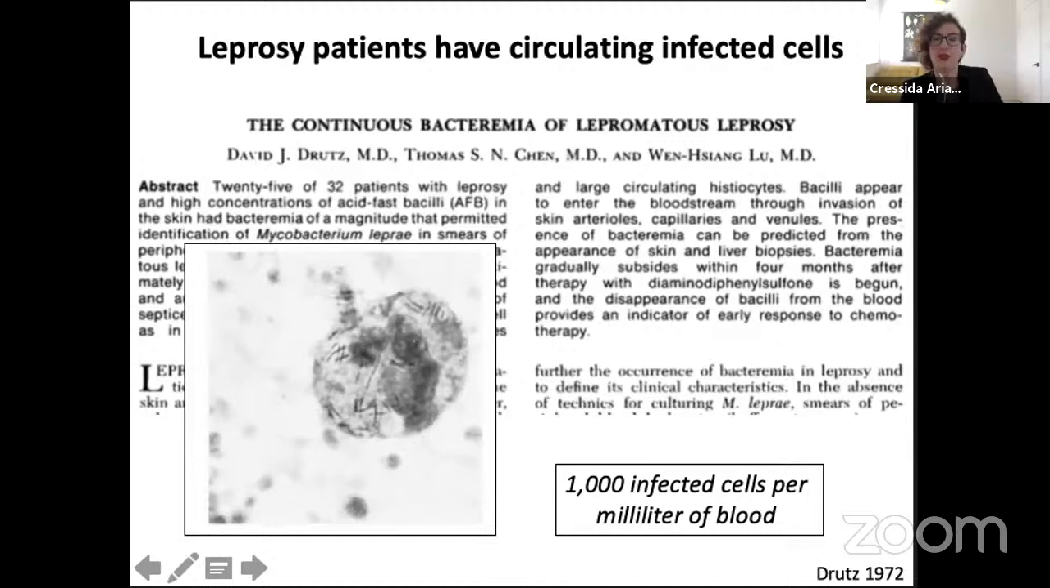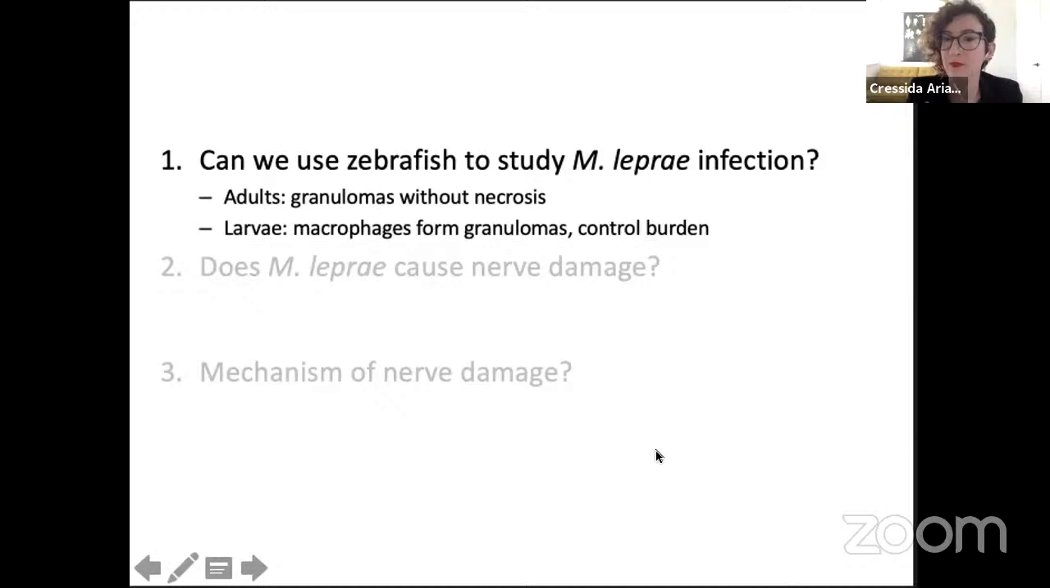So at this point, we felt comfortable that the zebrafish model was going to prove to be a useful model for understanding at least some of these early interactions between the bacteria and the innate immune system of zebrafish. So we'd seen in adult granulomas that did not undergo necrosis. That's something that's also seen in humans infected with M. leprae. In the larvae, we saw that macrophages are required to control infection. They seem to be required for dissemination. And they're also performing this role of forming granulomas to potentially, you know, wall off the infection from the rest of the organism, right? But these are all innate immune features of the infection.